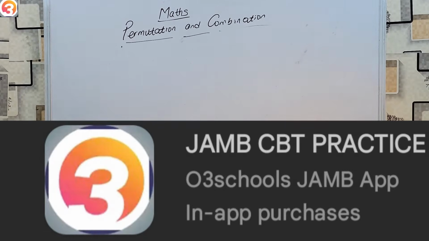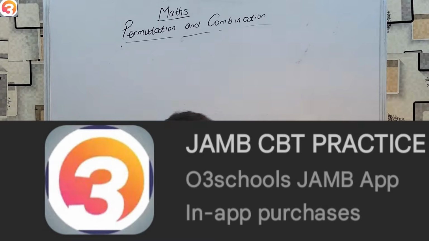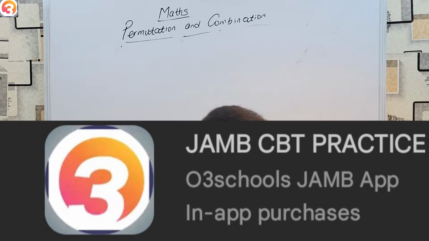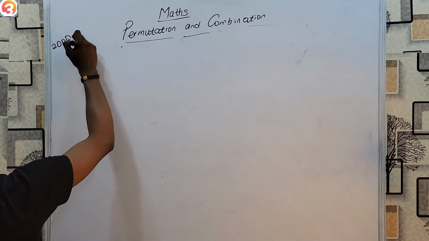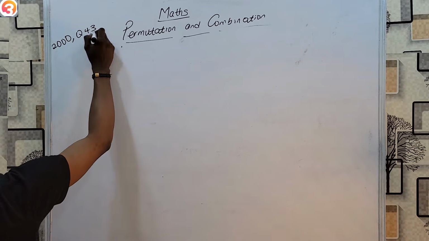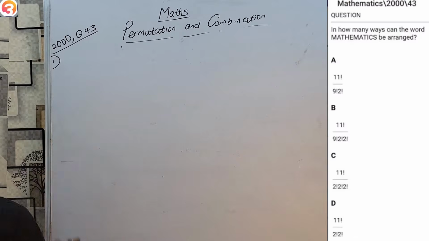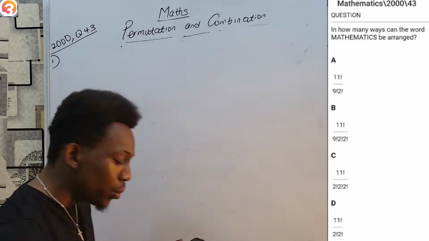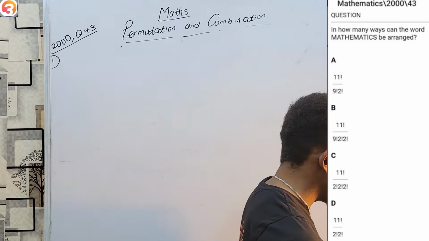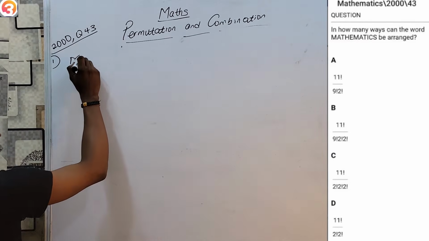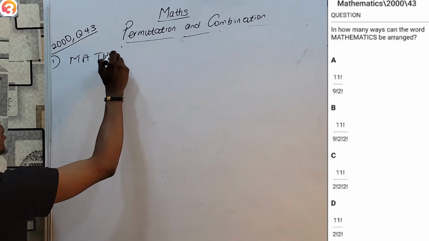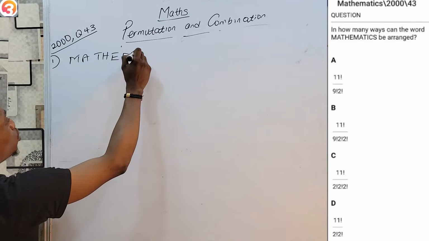Okay, let me get my O3 Schools JAMB app open on my phone here, and let's see. Our first question from the year 2000, and this is question number 43. Now it says, in how many ways can the word mathematics be arranged? How many ways can the word mathematics, the subject which we are studying, be arranged?